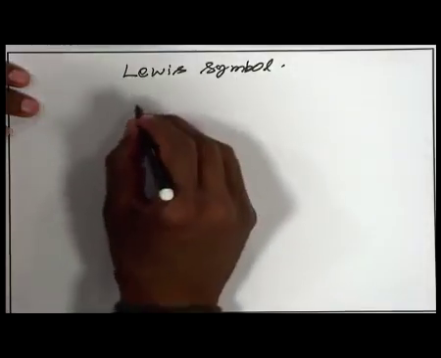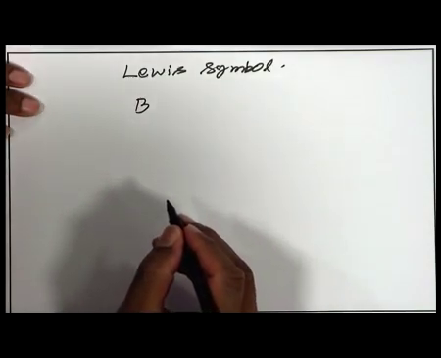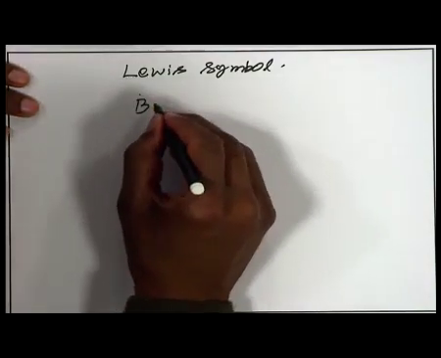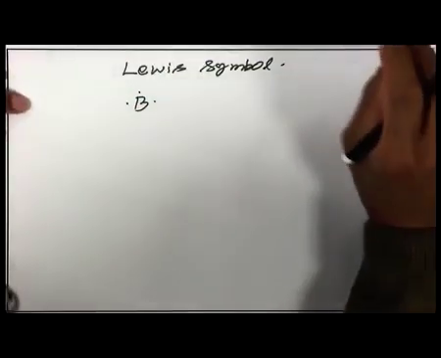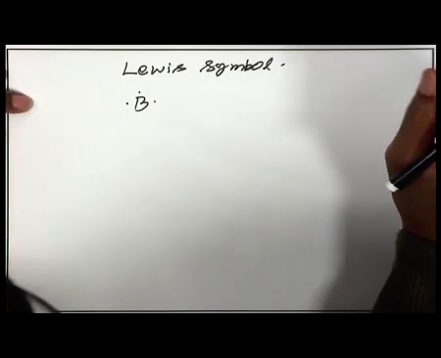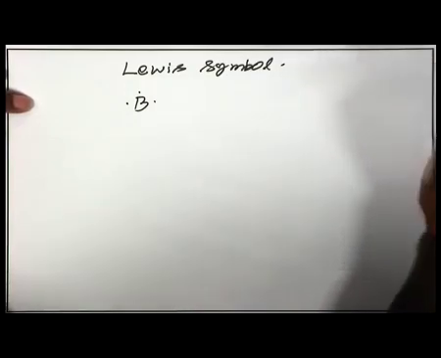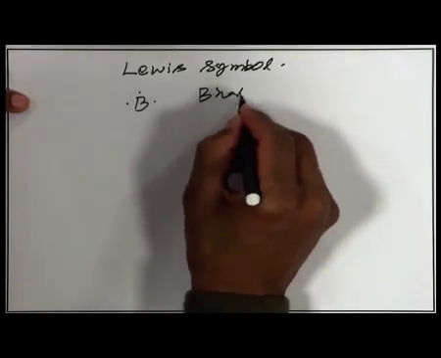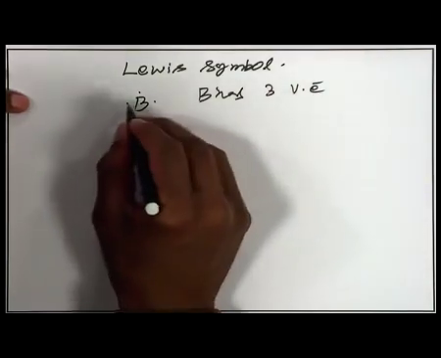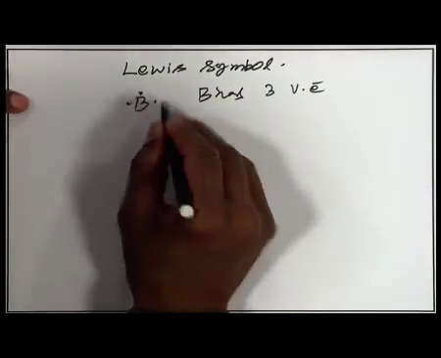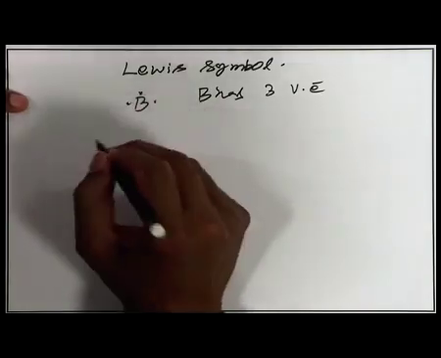What is that? It represents how many valence electrons are present on a particular atom. For example, if you take boron, its Lewis symbol is like this. Boron belongs to group 3, so its number of valence electrons is 3. Boron has 3 valence electrons, which can be shown like this. So, this is called a Lewis symbol.